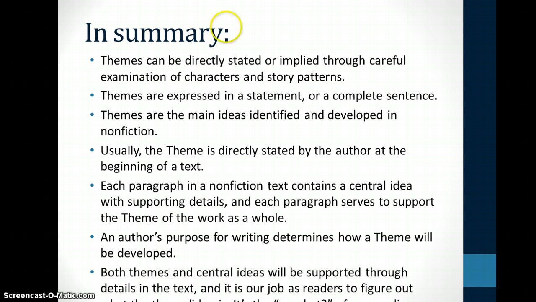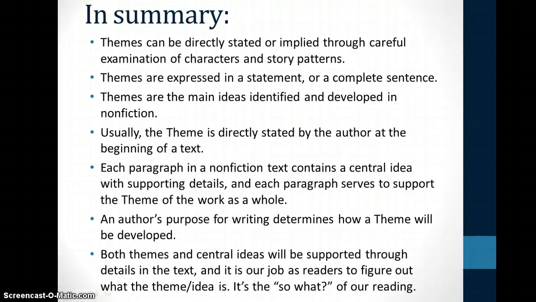In summary, themes can be directly stated or implied through careful examination of characters and story patterns. Themes are expressed in a statement or a complete sentence. Themes are the main ideas identified and developed in nonfiction. Usually the theme is directly stated by the author at the beginning of the text, or it's going to be implied. When you're reading nonfiction, literature, short stories, or any fictional story, the theme is usually implied. Keep that in mind. Each paragraph in a nonfiction text contains a central idea with supporting details, and each paragraph serves to support the theme of the work as a whole.